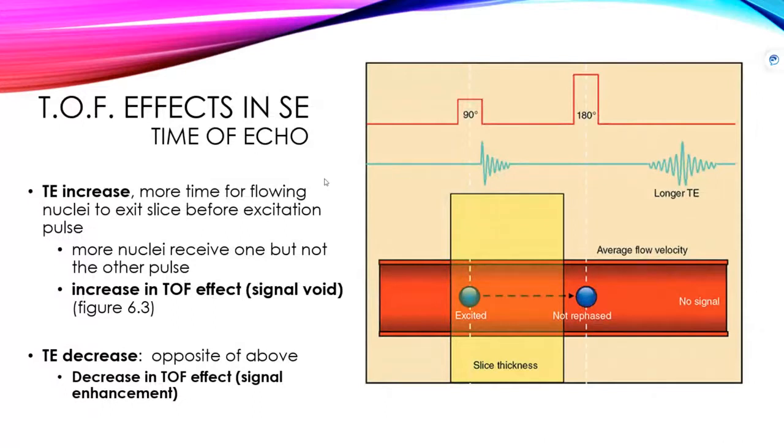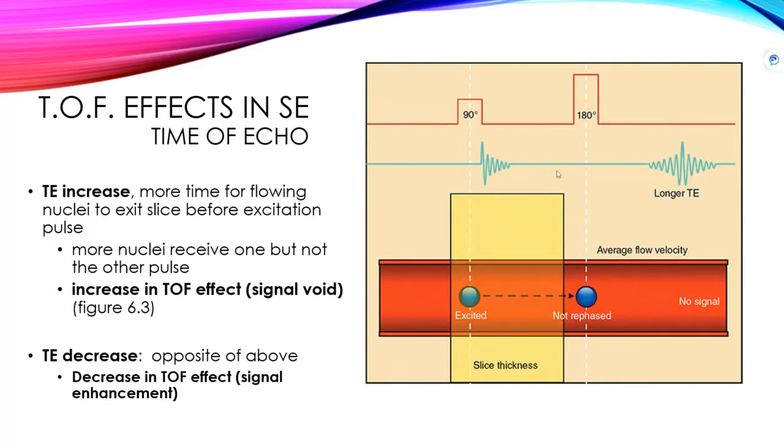Time of echo is that second factor. Velocity of flow, time of echo, and slice thickness. Those are the three factors that affect time of flight phenomenon in spin echo. So time of echo is how long it takes us from the excitation to the collection of the echo.